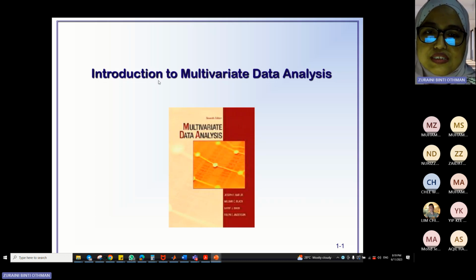Okay, this is the introduction to multivariate data analysis. Actually, we are using this book. It's open. You can get it from the internet. Multivariate Data Analysis, this book. The cover is like this.